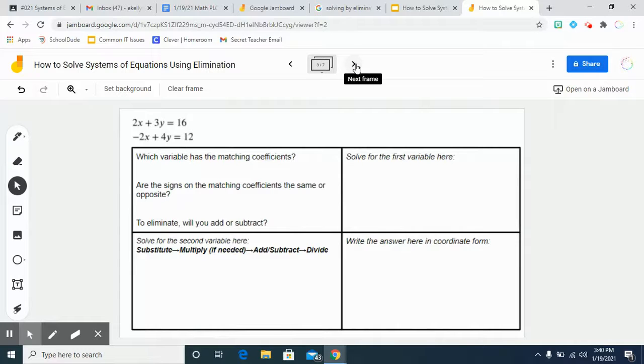First things first, I have my problem up here in the upper left corner, and I have to ask myself which variable has the matching coefficients. It's up to you how you want to do this. I'm personally just going to draw right around it, and I notice that my x's both have a coefficient of 2. So I can say x has the matching coefficients.